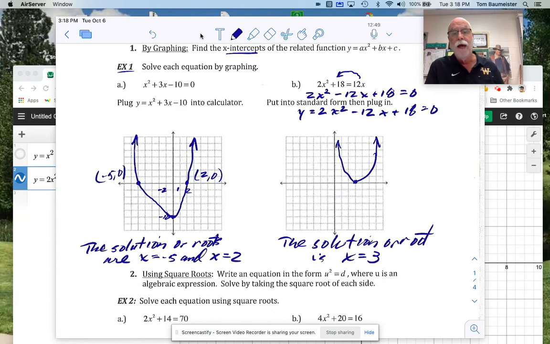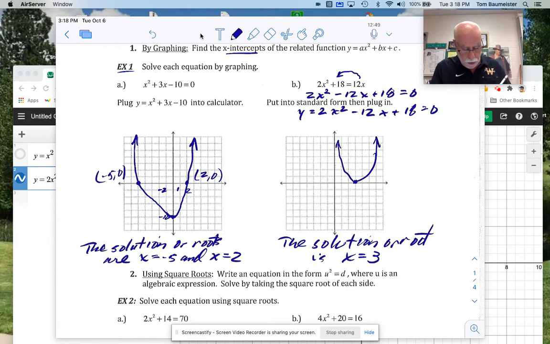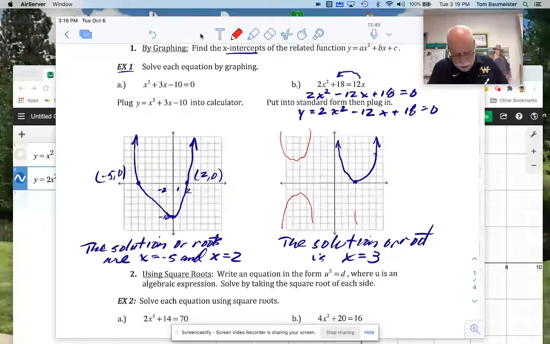And if I had one that had 0 solutions, it wouldn't cross the x-axis at all. It would be something like up here or down here. Notice that both of those aren't crossing the x-axis. It could be down here, not crossing the x-axis, so there would be no real solution.